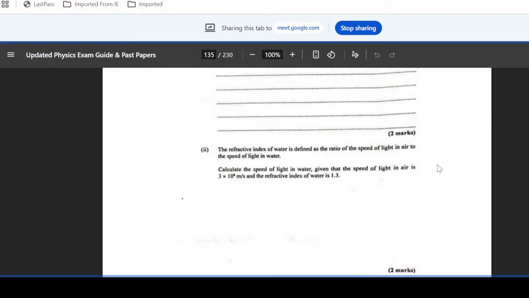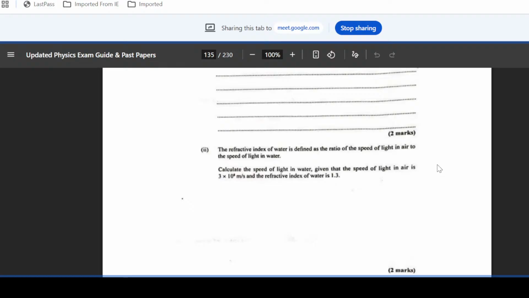Velocity, initial velocity over final velocity. Alright, so the V1 over V2. You're told that the refractive index is defined as the ratio of the speed of light in air to the speed of light in water. So they actually told you the equation in words. So calculate the speed of light in water.